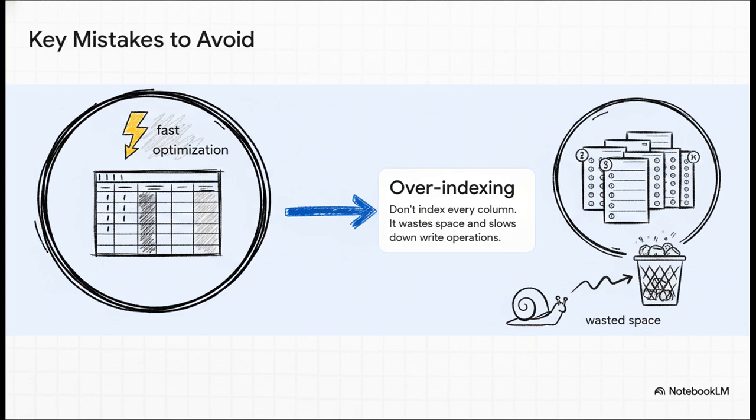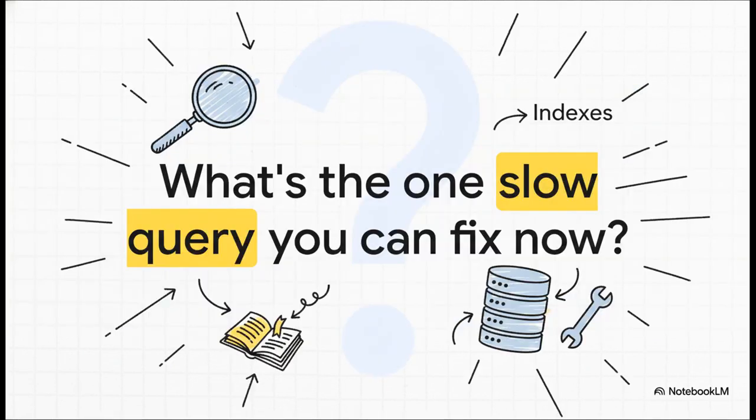Be selective. So you've got the full detective kit now. You have the EXPLAIN command to find the culprit, you've got indexes to speed things up, and you've got the playbook of anti-patterns to avoid. The only question left is, what's that one slow query mystery in your own application that you're going to go solve first?